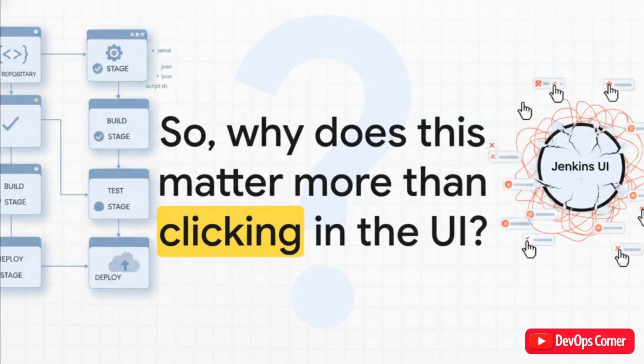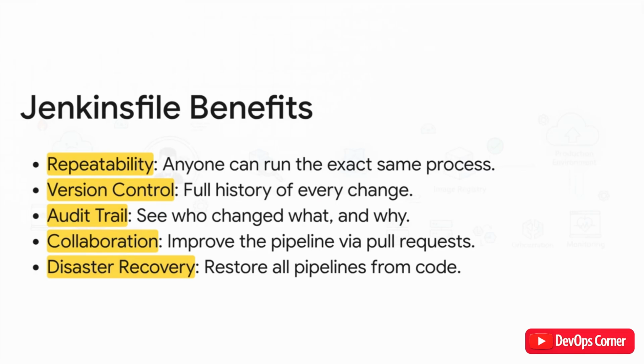So we've just walked through a full pipeline that's defined entirely in code. But let's take a step back and ask the really critical question. Why is this so much better than the old way of just clicking around in the Jenkins UI? What do we actually gain from all this effort? The benefits are just massive.